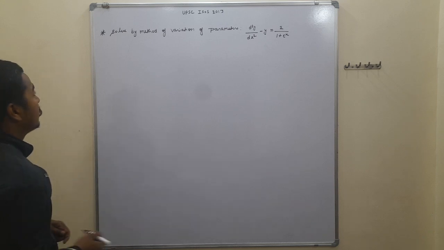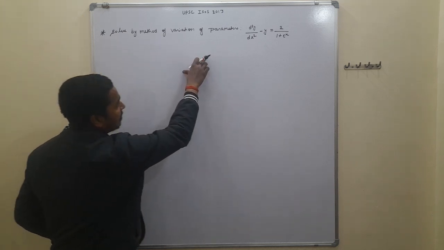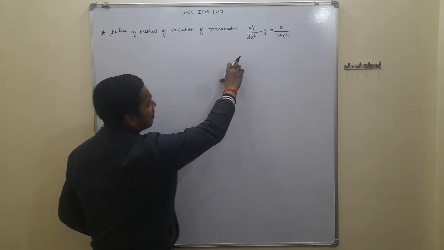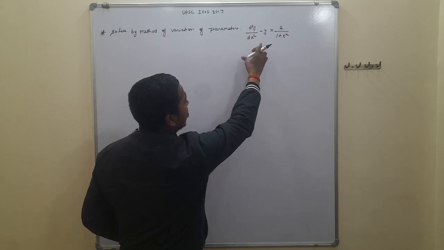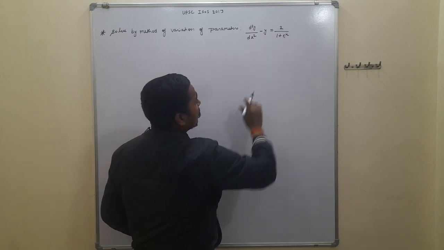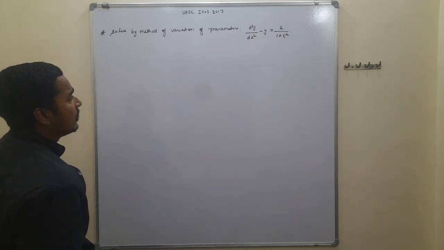Here in the question, solve by the method of variation of parameters, and the differential equation is given by d²y/dx² minus y is equal to 2 upon 1 plus e^x. Let's solve the problem.